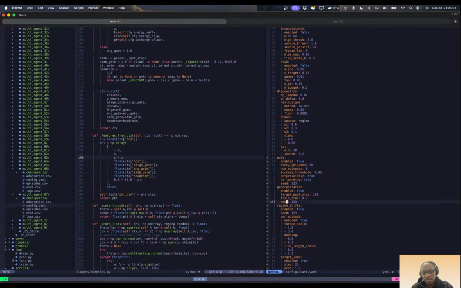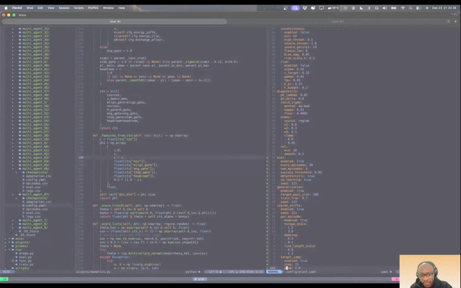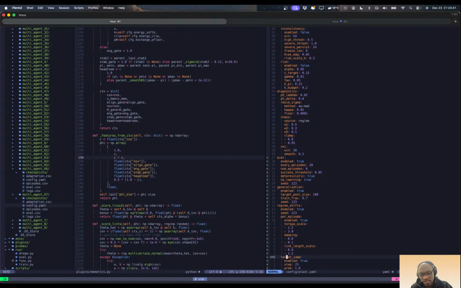And then same for generalization, same for regime shifts. And then we can also go down and see target jumps. So target jumps, as I said, is we want to know how adaptive the system is, or how it recovers when it's going down. So these are the new configuration.